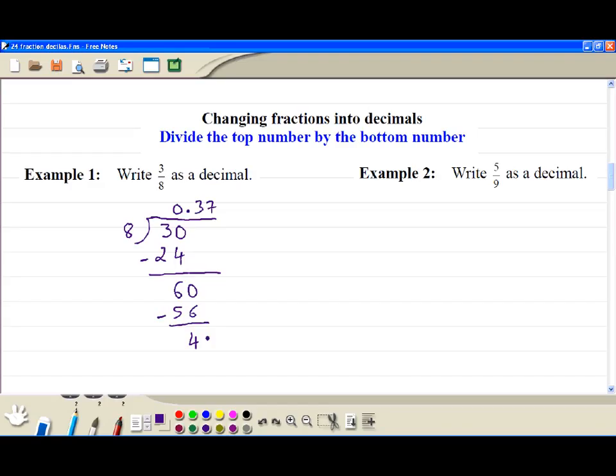Then we just add 0 here. How many 8 can go into 40? It's 5. Now we have the remainder 0. So therefore 3/8 is equal to 0.375.